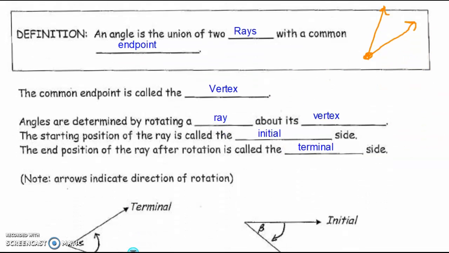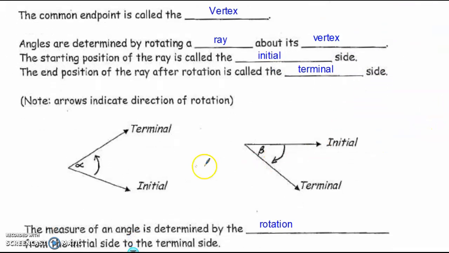And let me scroll down some more. Angles are determined by rotating a ray about its vertex, and I'll show you with these examples down below. The starting point of the ray is called the initial side and then the terminal side. So I know that I've started here because it says it's the initial side, and notice I'm going counterclockwise. And then this side, the pink side, would be the terminal side. And I'll show that by drawing this orange arrow like that.